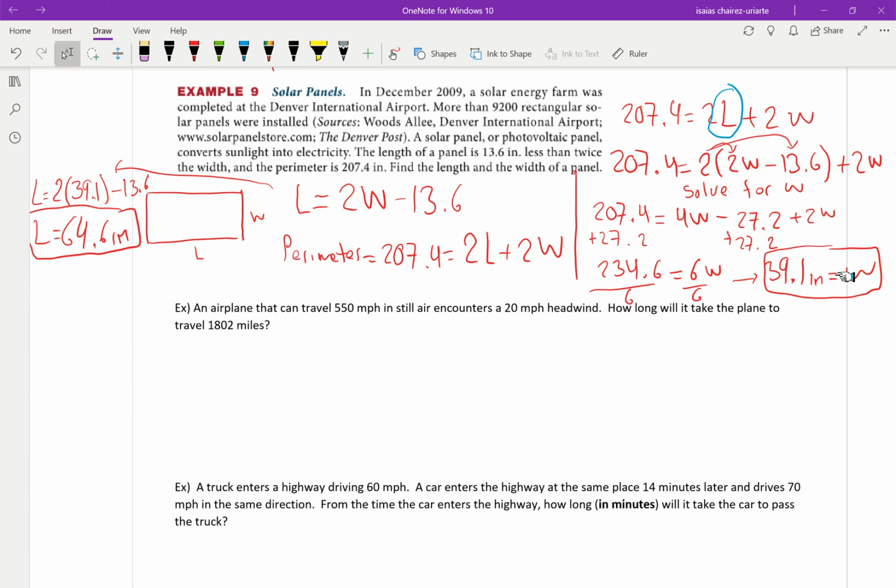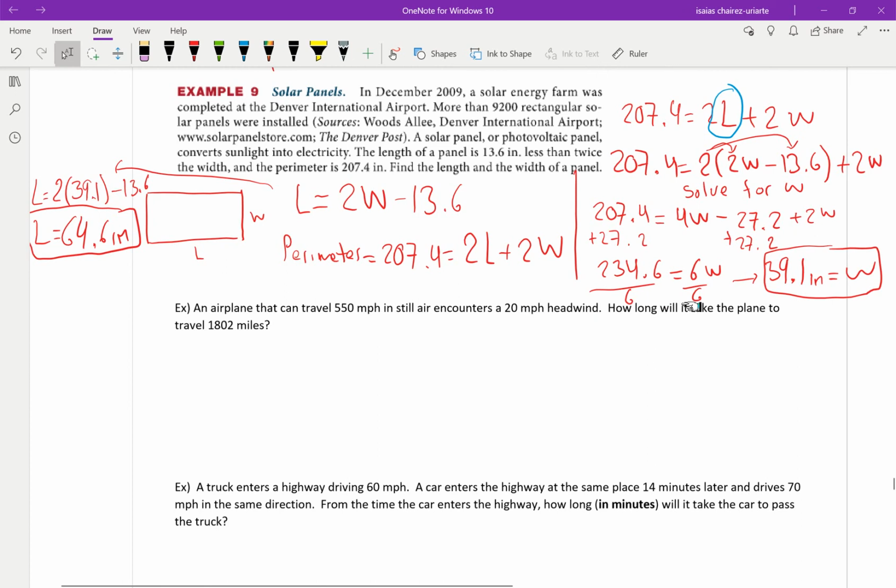Okay, next exercise. We're dealing with some airplane. It travels at 550 miles per hour in still air. So that just means without any other forces affecting it. This plane encounters a 20 mile per hour headwind. So if it encounters a 20 mile per hour headwind, it means that it's not going as fast as 550 miles per hour anymore. It's going a little bit slower.